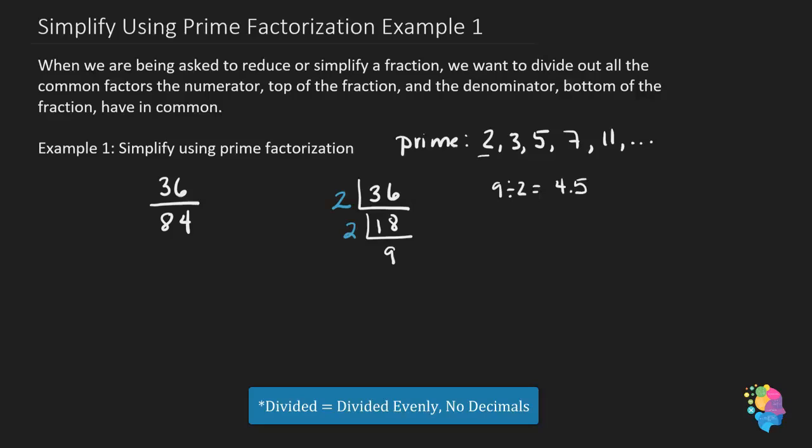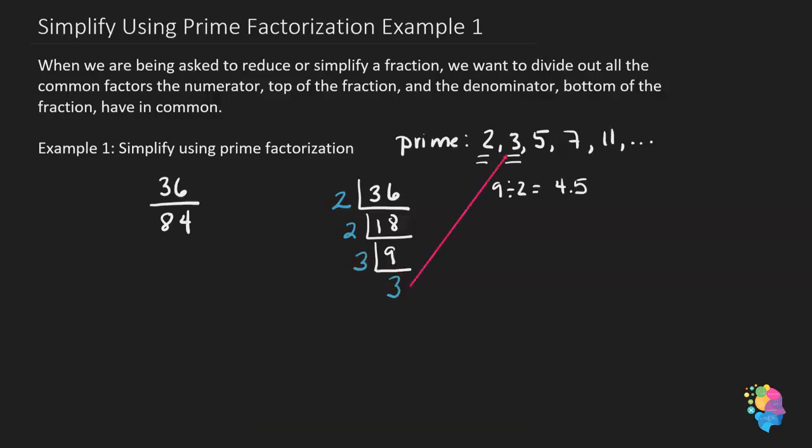So that means that we're going to move on from the 2 to the next prime number, and we're going to divide by 3. Can 9 be divided by 3? And that's yes. 9 divided by 3 is going to equal 3. And we stop because we notice that the result this time is another prime number. So that means that the prime factorization of 36 will be 2 times 2 times 3 times 3.